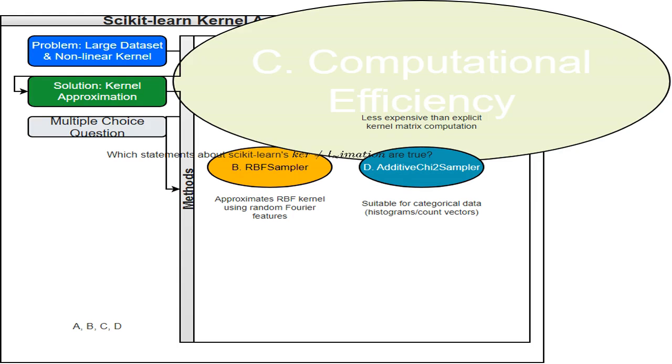Using these kernel approximation methods is much faster than directly computing the full kernel matrix. This difference is especially dramatic with large datasets. The trade-off is a little less accuracy, but the time saved is often worth it.